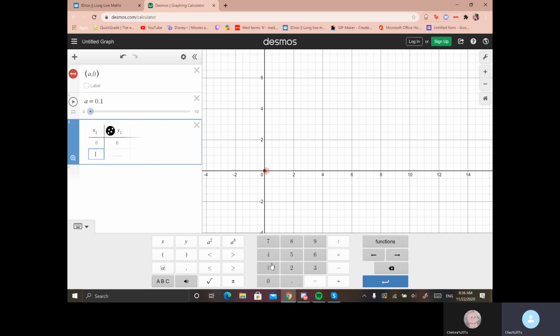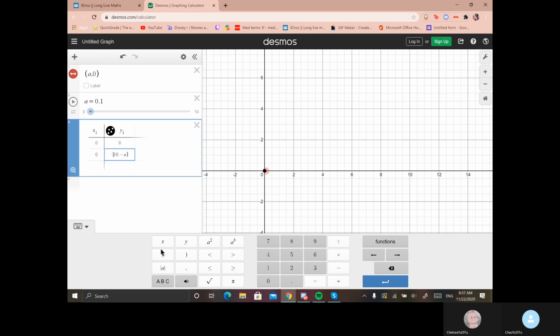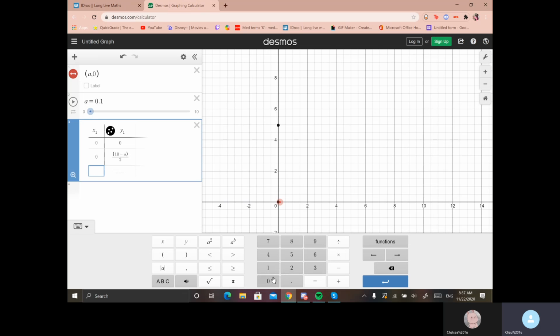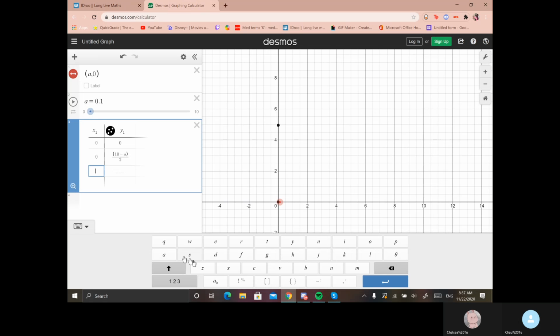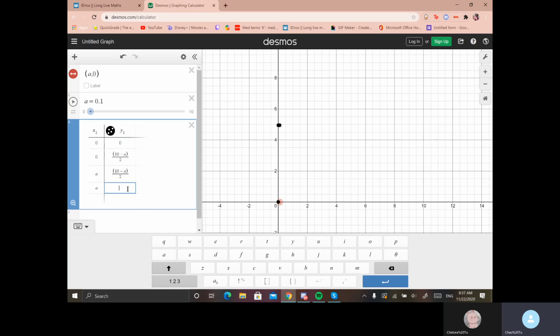Okay, and the next one will be the height will be. Hang on, let me think. It would be 0, and then the next cell would be 10 minus a over 2. So you might have to use brackets. 10 minus a over 2. Yep. And so that's the height for a given a. And then the other point would be a across. So a across, and the height would be bracket 10 minus a close bracket over 2. And then the last point would be a across, and it has a height of 0.